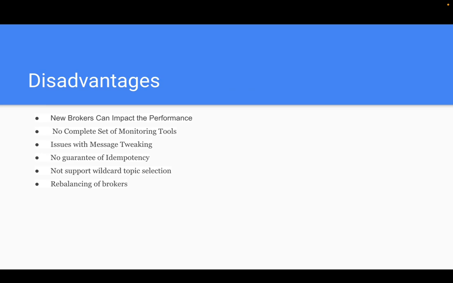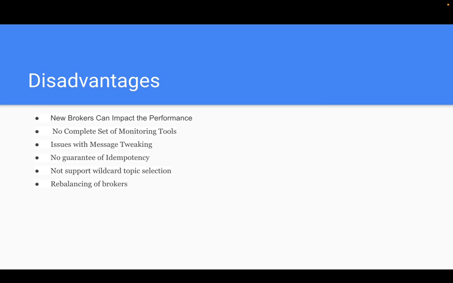There is no support for wildcard topic selection. If you want to consume some message from a particular topic, and that message was not produced to that topic, you cannot do that.